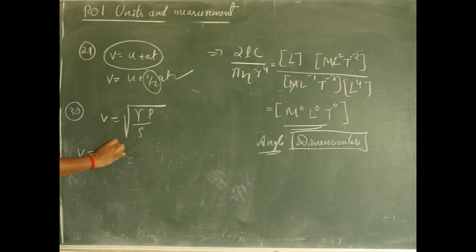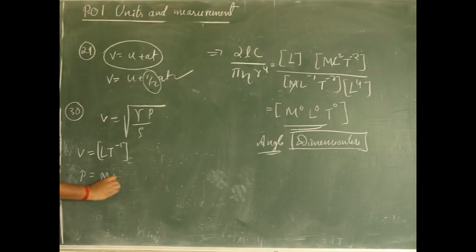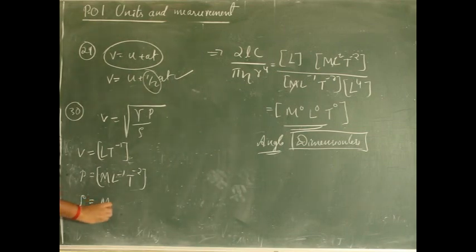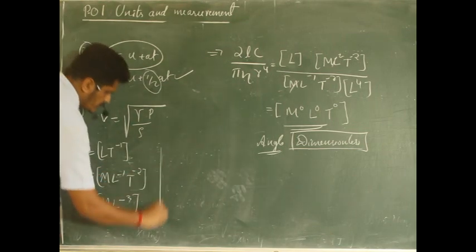So individually I will write down the dimensional formulas. Velocity means LT minus 1, correct? Pressure means force by area, so it is M L minus 1 T minus 2. Next, density is mass by volume, which means M L minus 3. Now I will write this down as it is.